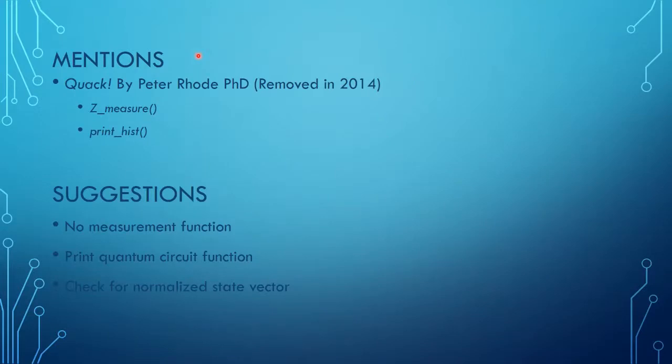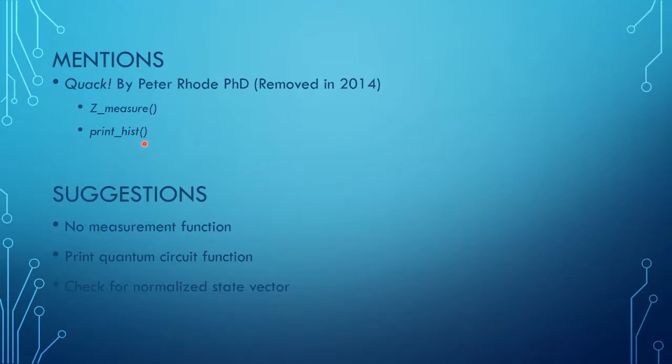Now that we're finished talking about the quantum computer function, I want to give an honorable mention to another quantum computer simulator called Quack, which was created by Professor Rode at the University of Queensland in Australia. This simulator contains functions that would be a great addition to our current simulator of interest, such as the circuit printing function and a measure function. Unfortunately, Quack was discontinued in 2014, and the software is nowhere to be found on the internet.